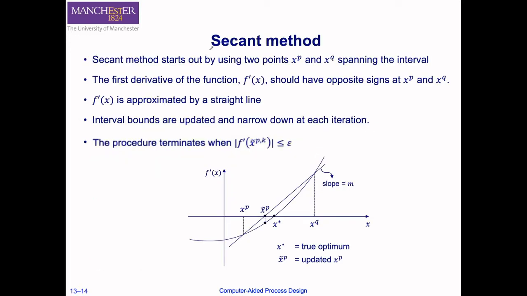Now we introduce another derivative-based method, the secant method. This method is also used to solve the equation f prime x is equal to 0 from the necessary conditions applied to a function f(x) and find the root for this equation. As Newton's method has been developed, why is this method also developed?